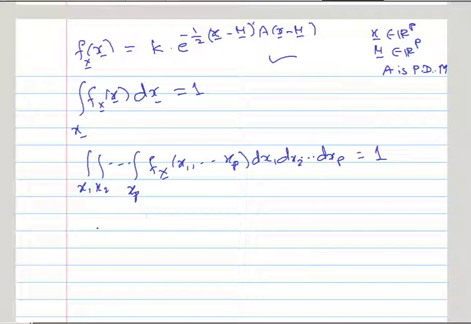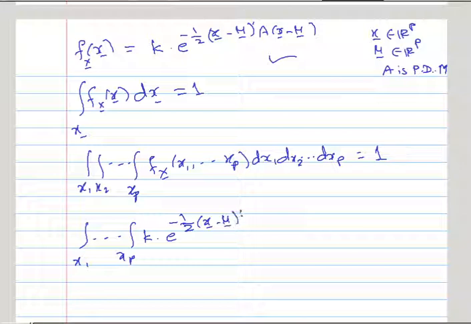So now this integration will be from x1 to xp of k into e raised to minus 1/2 (x bar minus mu bar) prime A (x bar minus mu bar) dx1 dx2 up to dxp. This integration has to be 1. Now I can take this k outside, since k is a constant. Just like in the univariate case, 1 upon sigma root 2 pi was independent of any xi value. It was a population level parameter, so it was constant. Similarly, this k has nothing to do with the value of x bar, so it is a system level constant.